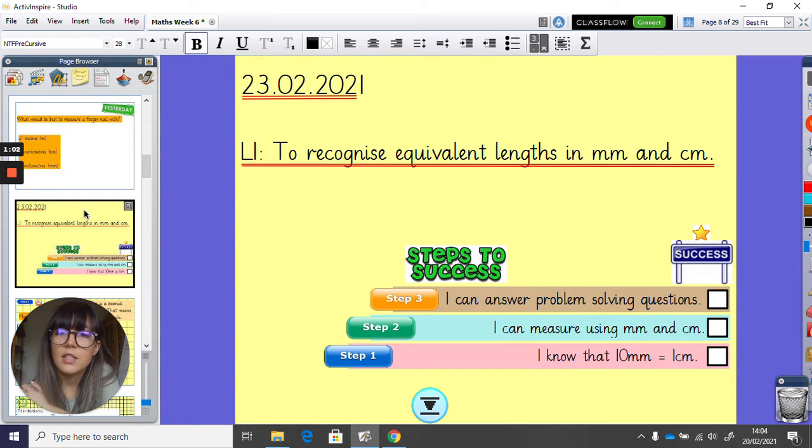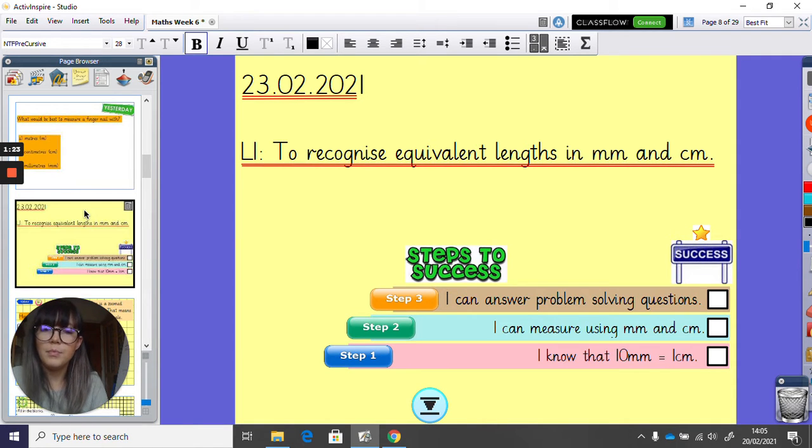Today, with our learning, it's the 23rd of February and we're going to recognise equivalent lengths in millimetres and centimetres. Yesterday we did the same, but with metres and centimetres. So remember, metres is the biggest measurement that we're working with at the moment. Millimetres is the little one.